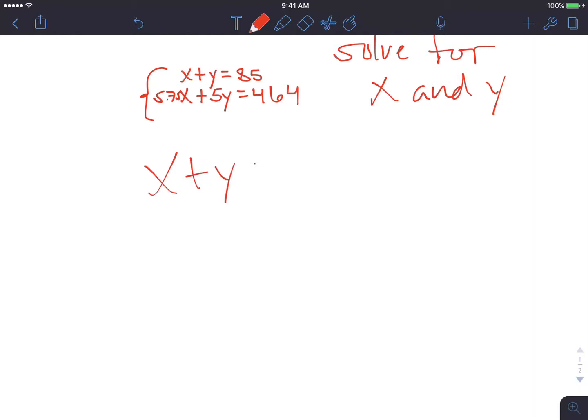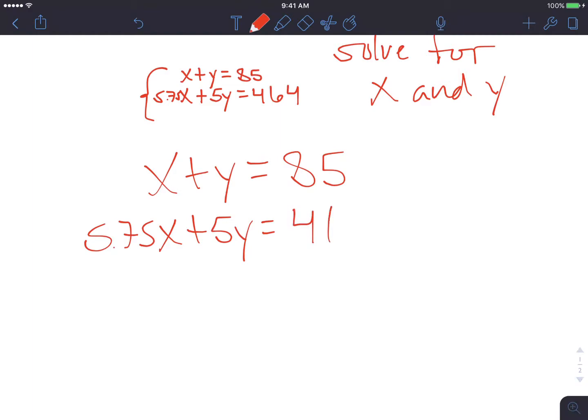Okay, so we're basically going to solve for x and y. I'll write this a little bigger. x plus y equals 85. 5.75x plus 5y equals 464. Okay? So the first thing I would do, because it's just easiest, I would get rid of the y's.